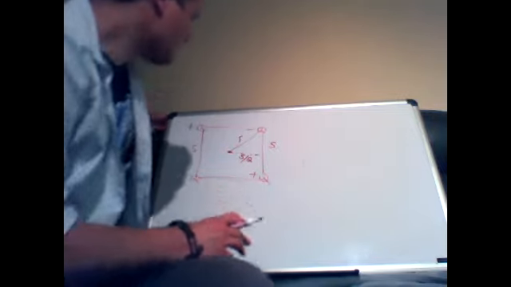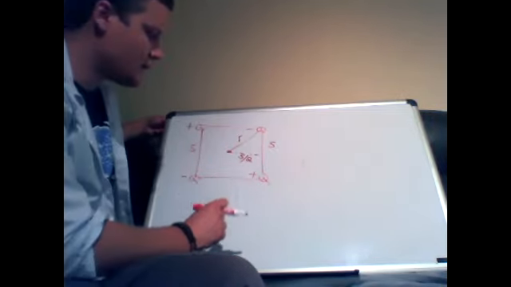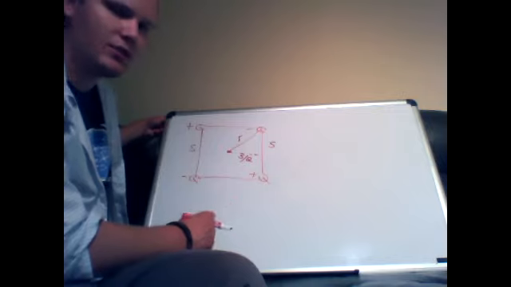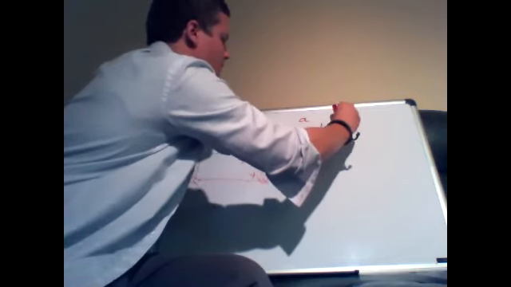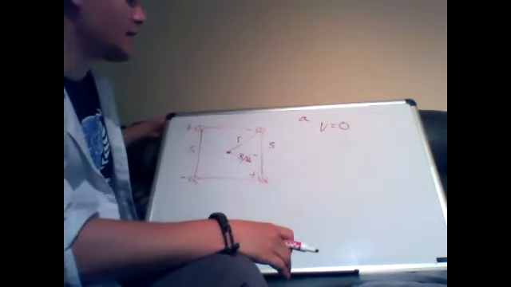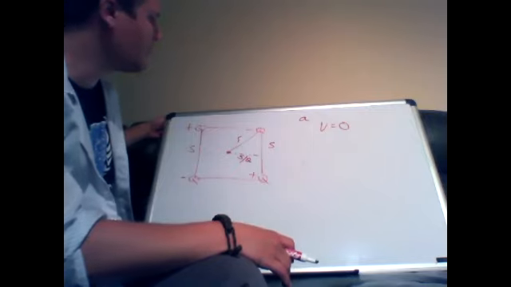So if we have 2 positives and 2 negatives, and our total potential is just adding all those up, then for part A, our total potential V is equal to 0. 2 positives cancel with 2 negatives, potential of 0.